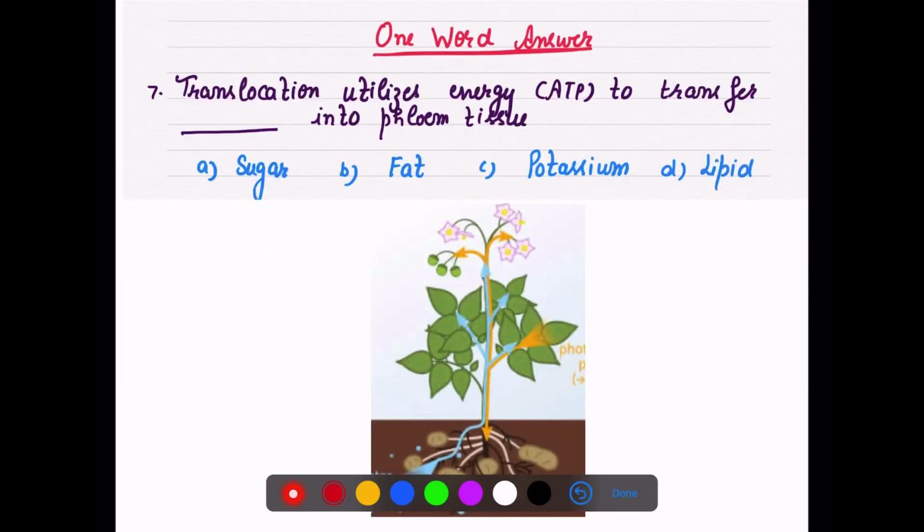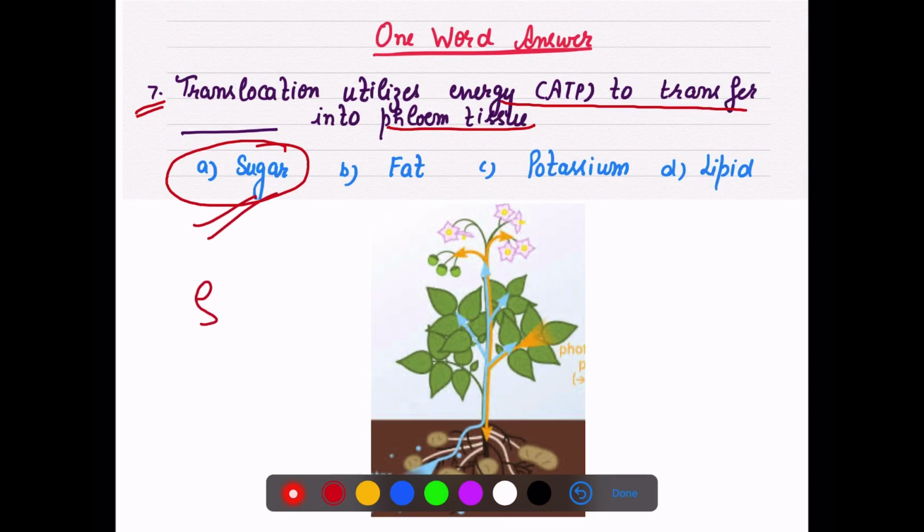Next is the translocation utilizes energy to transfer dash into phloem tissue. You know very well what is transported or transferred into phloem tissue. The answer is, without any doubt, it is sugar. So correct answer is here sugar. Check your answers very, very honestly.